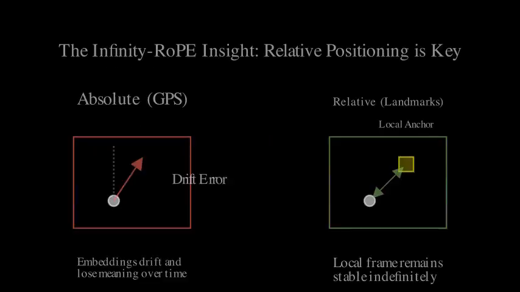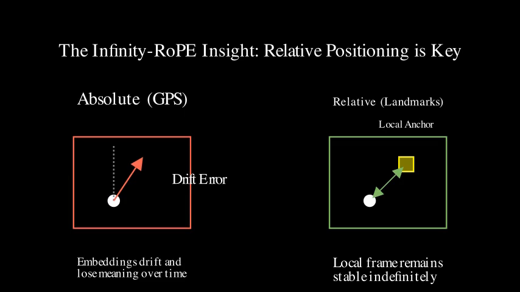The key insight of Infinity-RoPE is that instead of relying on absolute positional embeddings, which quickly become meaningless outside the training horizon, we can use relative positional embeddings anchored to a moving local reference frame. Think of it like navigating using landmarks instead of GPS coordinates that become inaccurate over long distances. By focusing on the relationships between adjacent frames, the model can reason about temporal structure indefinitely, even when generating far beyond its original training data.